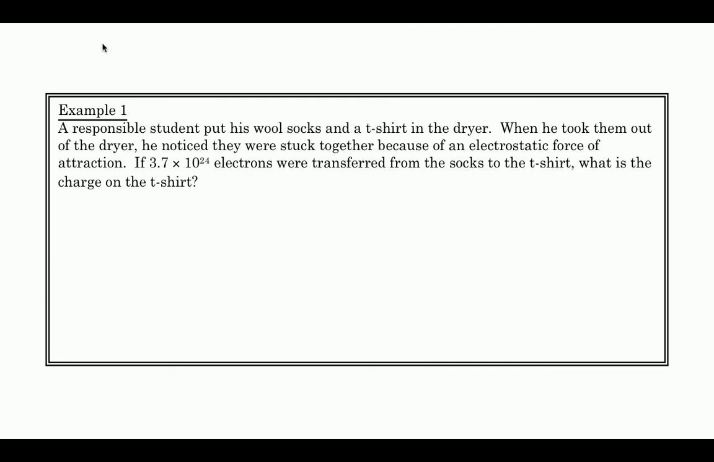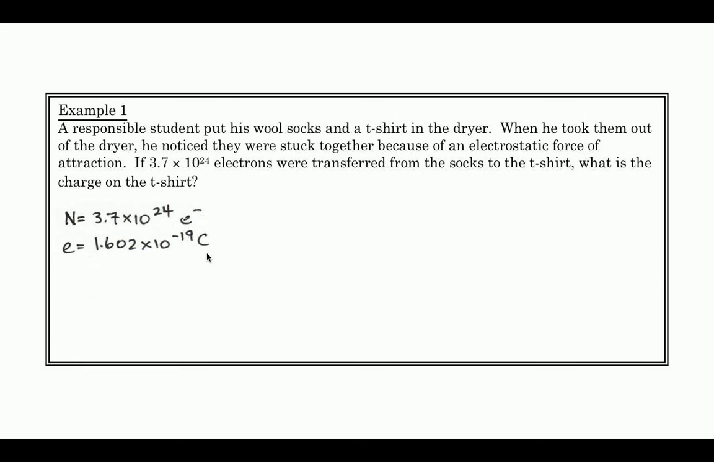Here's an example. A responsible student doing his laundry put his wool socks and a t-shirt into the dryer. When he took them out of the dryer, he noticed that they were stuck together because of this electrostatic force. If 3.7 times 10 to the 24th electrons were transferred from the socks to the t-shirt, what's the charge on the t-shirt?